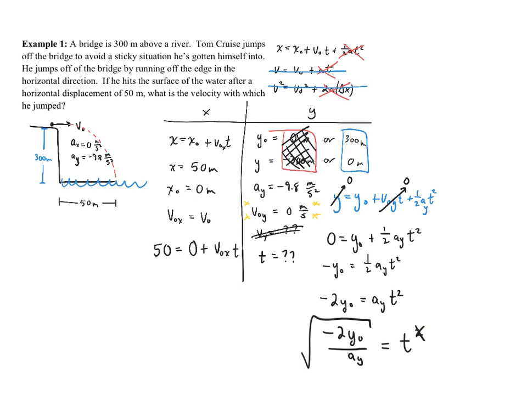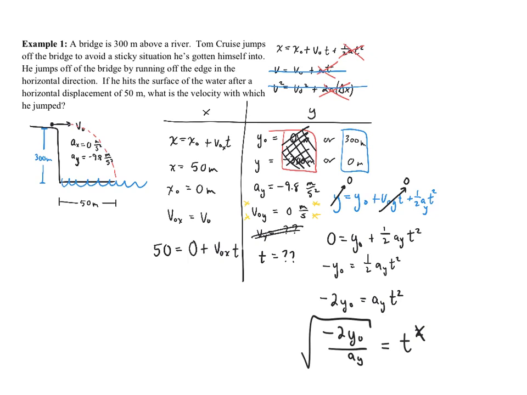Sure, by all means, plug in. Of course I didn't plug in to get it, because I didn't care about it as much. So I didn't plug in my numbers. But if you want to know what the time is when it impacts the ground, plug in -2 times 300 divided by -9.8, that number under the square root. You'll get a time. I don't care what that time is though, because the problem doesn't ask me for time.